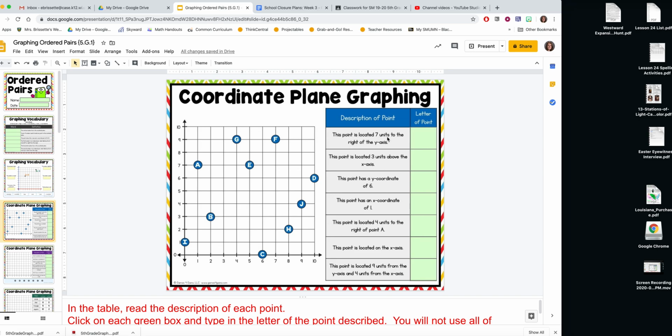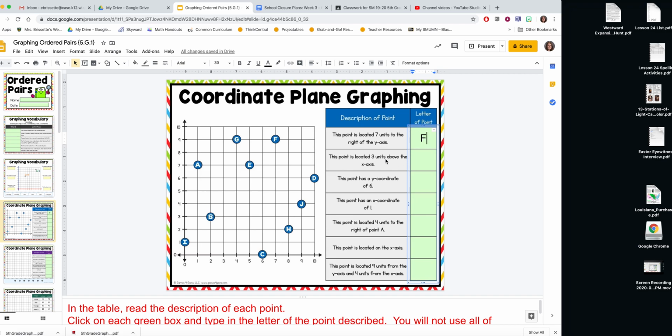This point is located 7 units to the right of the y-axis. Okay, so here's my y-axis. I want to go 7 that way and figure out which point that follows. Okay, so 1 unit, 2 units, 3 units, 4 units, 5 units, 6 units, 7 units. So basically 7 on the x-axis is 7 units away from the y-axis. Is there any point along this line? I have an F. So the letter of that point would be F.